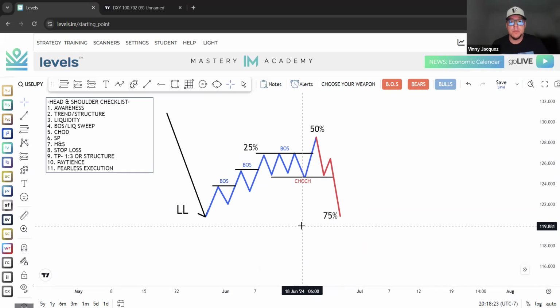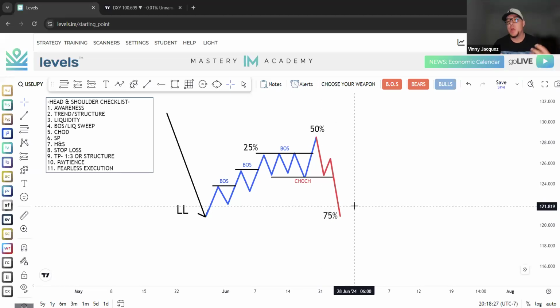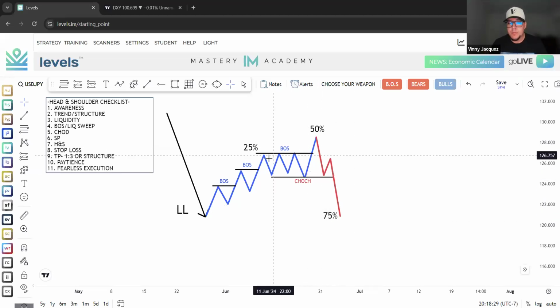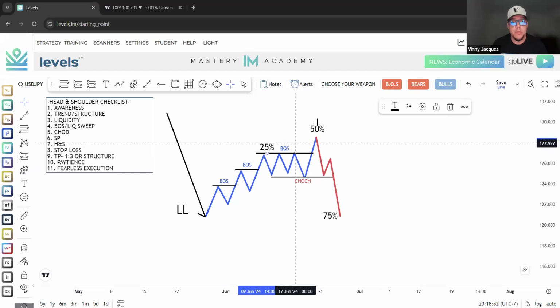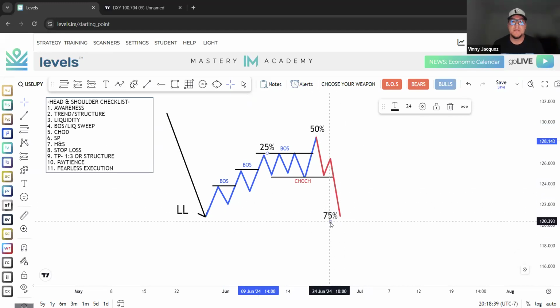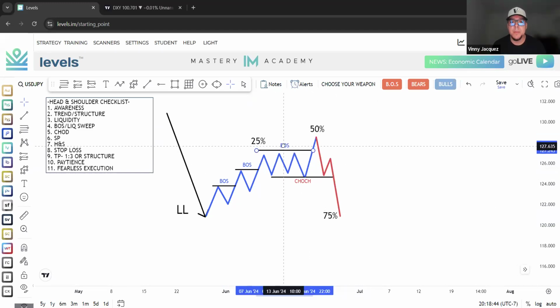Let me know. This is why I'm saying we have to wait for these things to happen, right? The consolidation is 25%. The breakout, the sweep of liquidity, that's 50%. Once we get that change of character, guys, that's 75%. We can now start looking for some sell ideas.